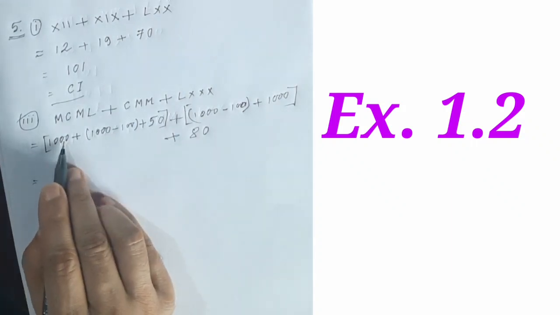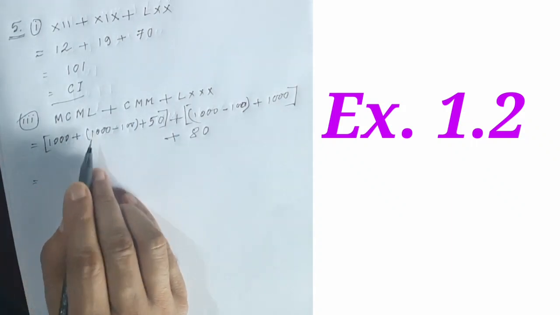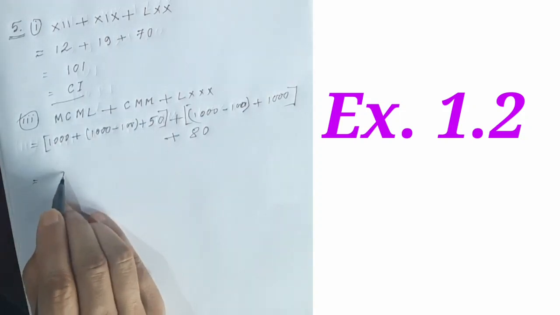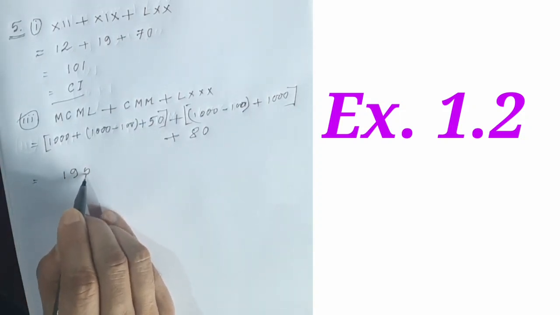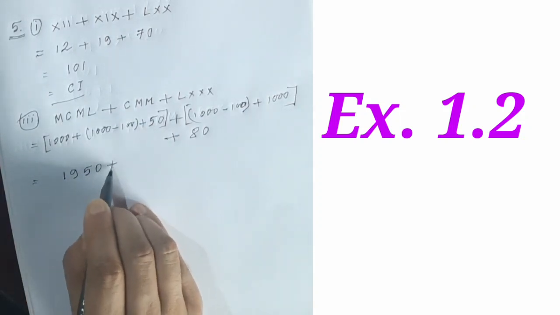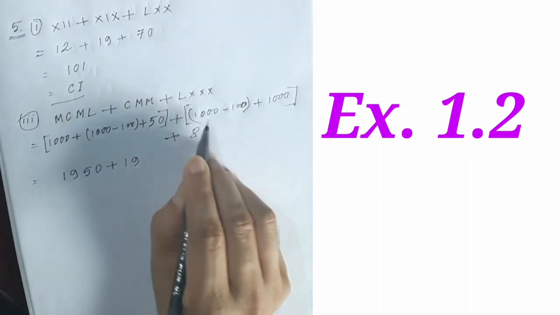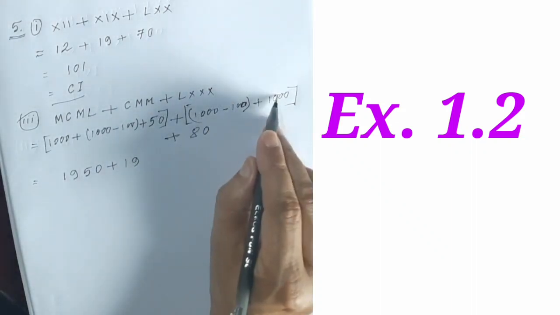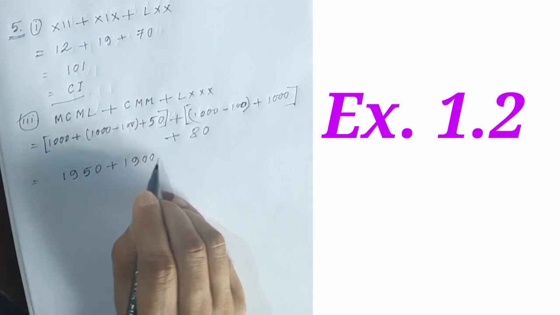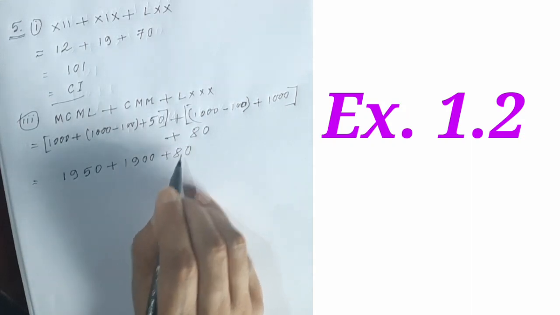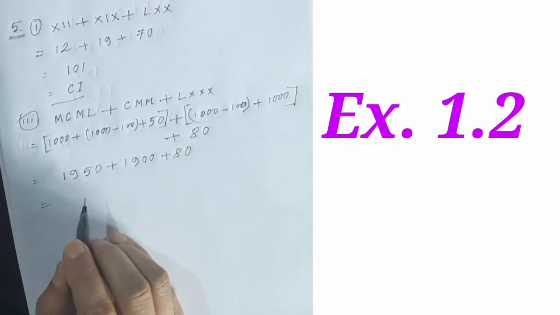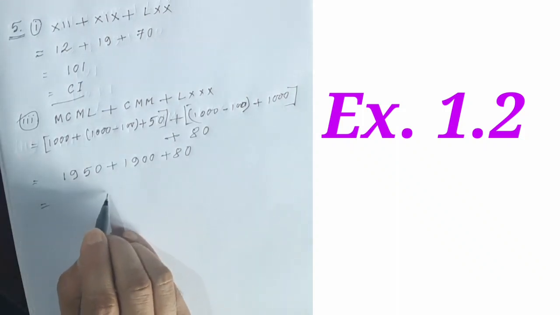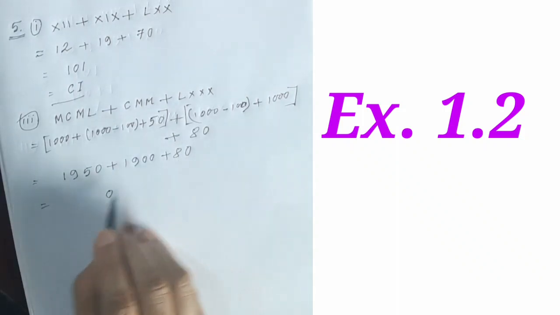So this one is 1950. Okay, and this one is 1900, because this is 900 and this is 1000. So it is 1900 plus 80. So we will get here how much? This one is 0 and then 3.